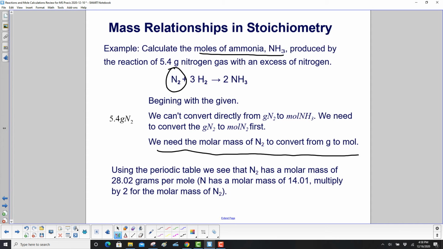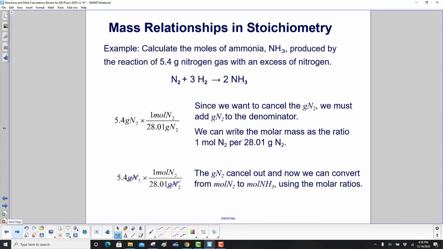Using the periodic table, we see that N2 has a molar mass of 28.02 grams per mole. N has a molar mass of 14.01, so there's 2 of them. Multiply by 2, and we get the 28.02. So we want to cancel out the grams of N2, so we're going to put the 28.02 grams of N2, which equals 1 mole of N2, and the 28.02 goes in the denominator here. And we're multiplying that by 5.4 grams of N2. Grams of N2 cancel out, and now we can convert moles of N2 to moles of ammonia using the molar ratios, and we'll do that on the next slide.